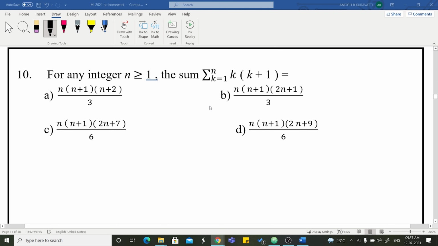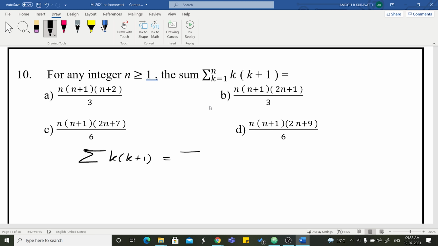Next problem. For any integer n greater than or equal to 1, the sum sigma k of k plus 1, k is equal to 1 to n. Put k is 1 first term, put k is 2 second term, put k is 3 third term, and so on. Put k is n nth term to find its sum. So actual method, how to solve? Sigma k of k plus 1 is equal to sigma, remove that bracket, k into k, k square plus k. Split the term: sigma k square plus sigma k.